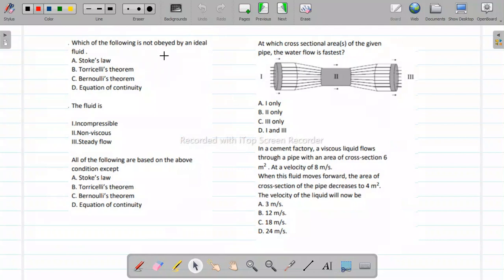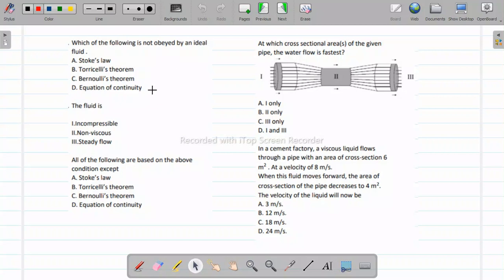Which of the following is not obeyed by an ideal fluid? I just mentioned in the beginning of this lecture कि Bernoulli और continuity equation, उसके अलावा Venturi tube, airfoil, atomizer, इन सब की जब भी हम बात करेंगे हम ideal fluid से deal करेंगे.